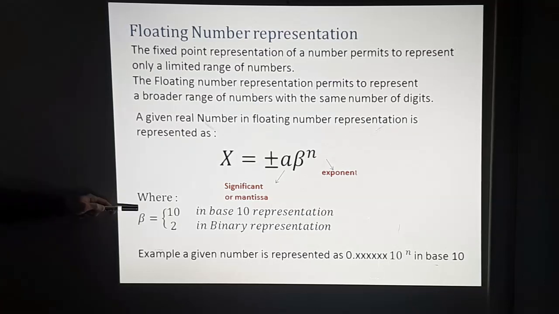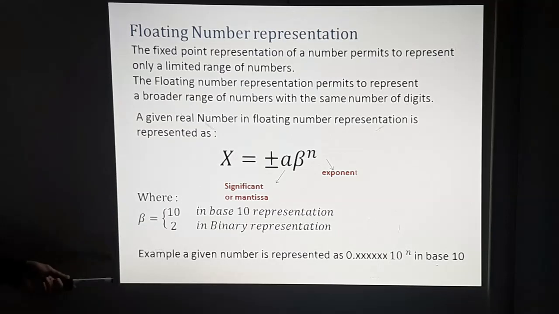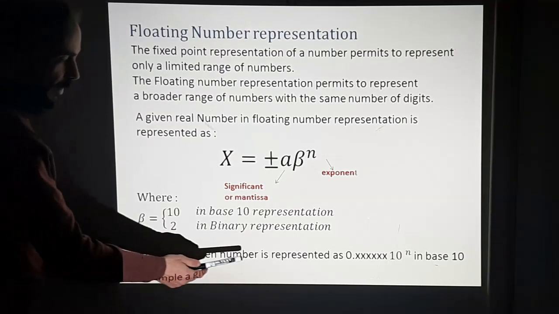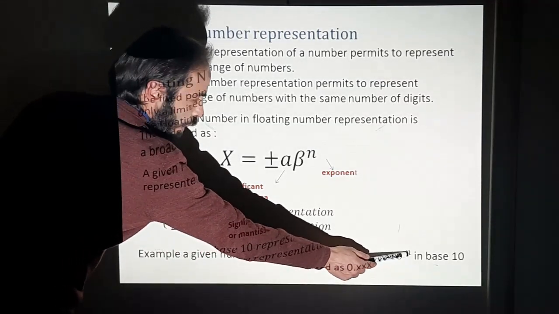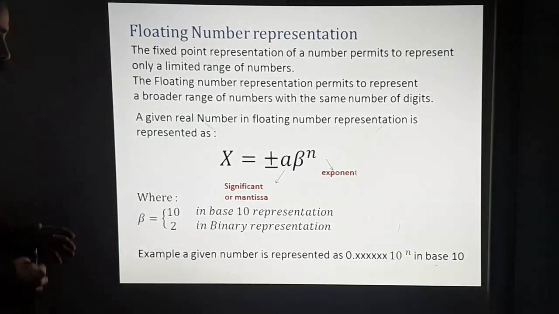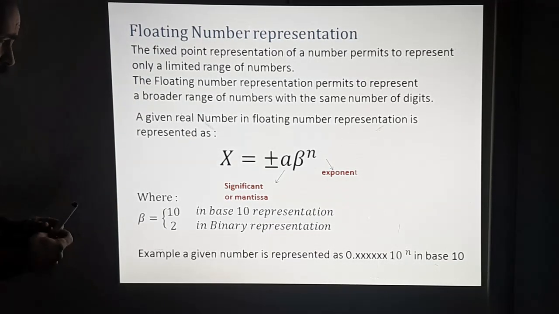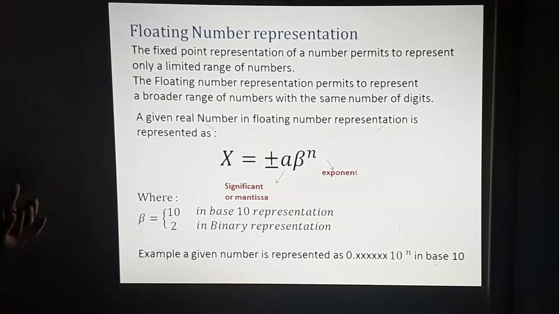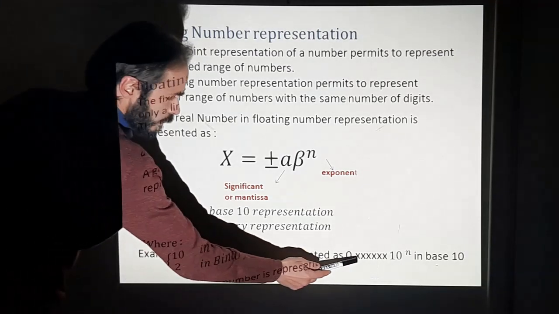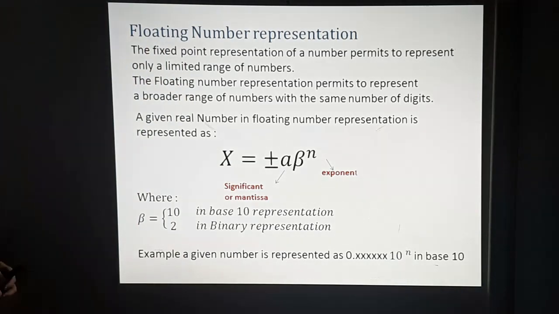Now, beta is equal to 10 in base 10 and 2 in binary. For example, any number can be expressed in base 10 as 0 point some digits 10 power n. Now, in order to represent or encode the number, we only need these digits and the digits for the exponent.